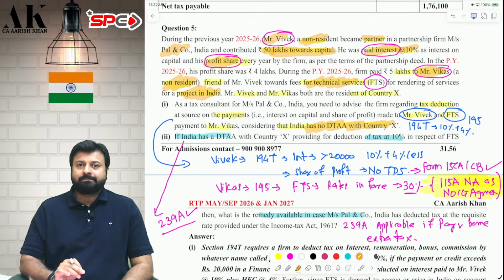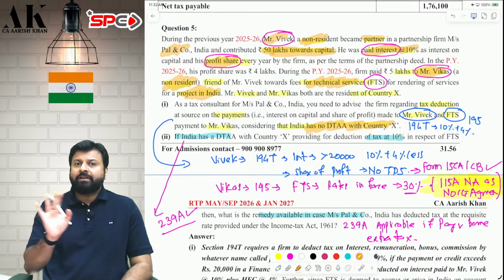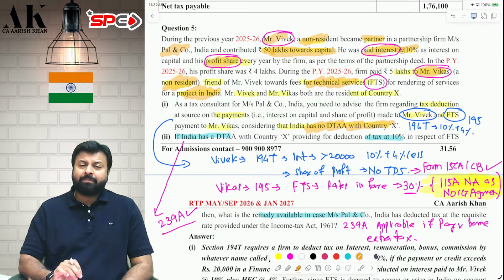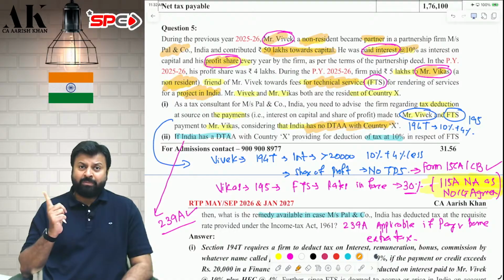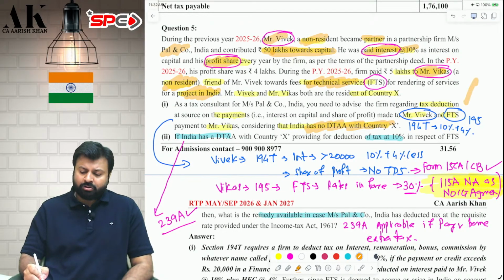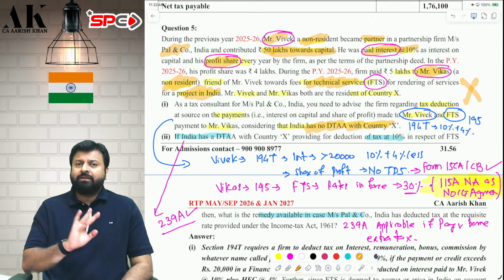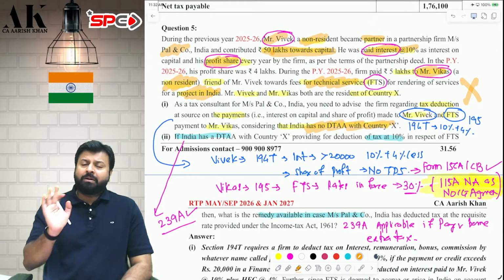Now, the question is, taxable as per what? 115A will not be applicable. Why will 115A not apply? Because for 115A to apply, there has to be an agreement between both the parties and that agreement should be approved by the central government. All those things are not there here. Therefore, 115A will not apply. Therefore, the normal provision will apply.